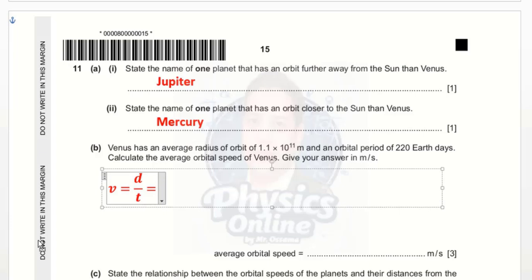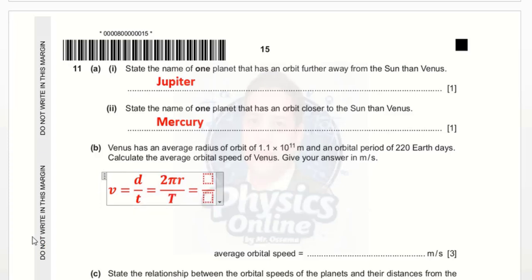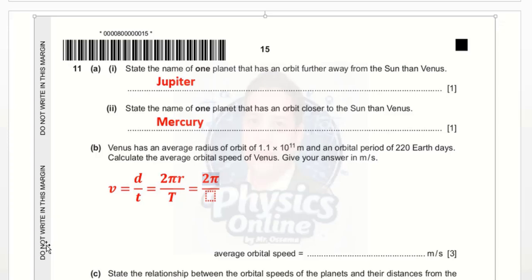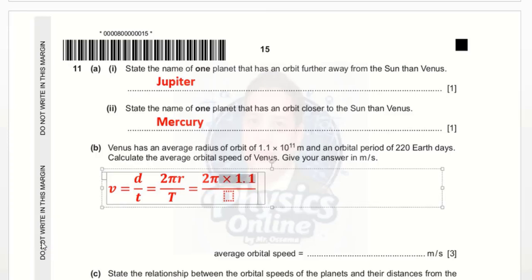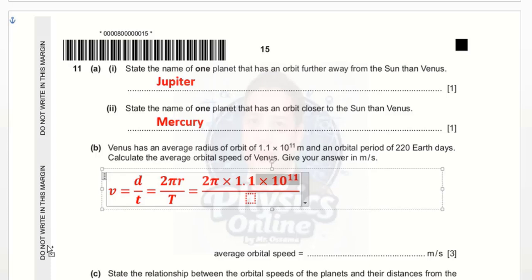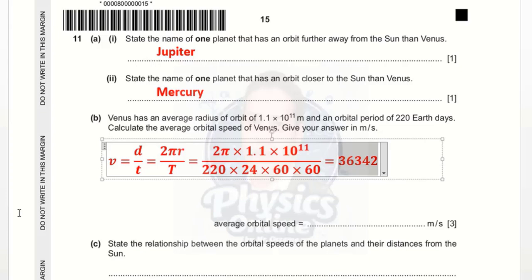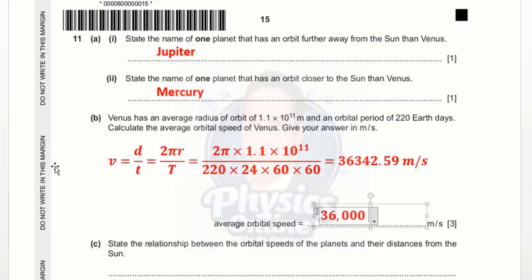Circumference is 2 pi r, divided by the time period of the planet, equals 2 pi times 1.1 times 10 power 11 divided by the time period of the planet, which is 220 days. We need to convert it to seconds, times 24 times 60 times 60, which gives 36,342.59 meter per second. Final answer 36,000 meter per second.